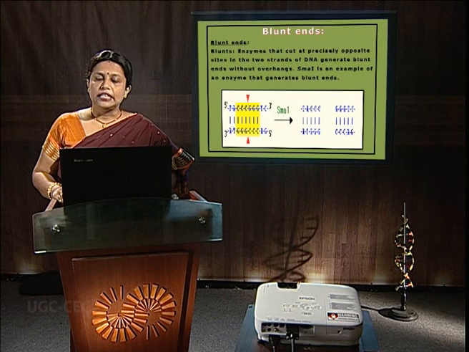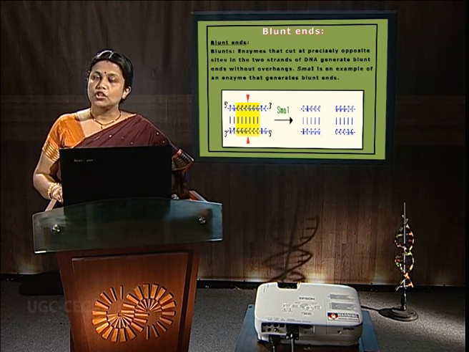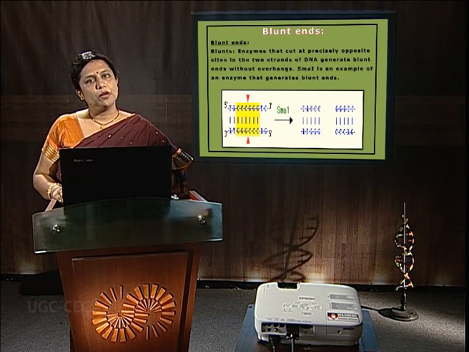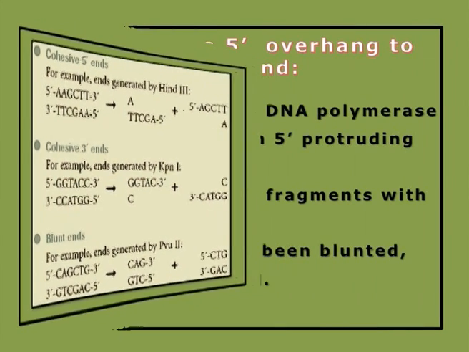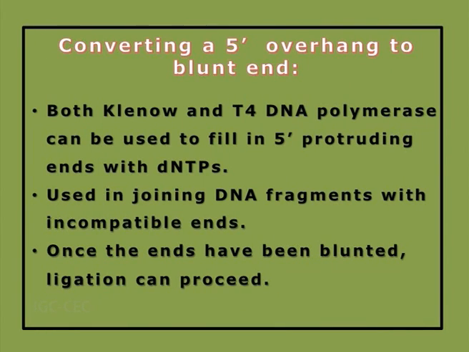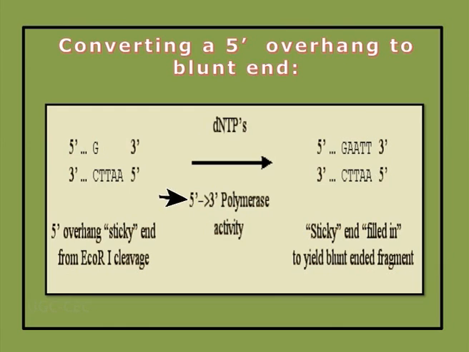But during cloning, there may be situations wherein you need to convert a 5' overhang bearing DNA to a blunt-ended one, or a 3' overhang bearing DNA into a blunt-ended DNA. These things can be performed by the use of certain enzymes. If I want to convert a 5' overhang to a blunt-ended DNA, I will use Klenow DNA polymerase, which is used to fill up the 5' protruding ends with the dNTPs. As you can see here, the 5' to 3' polymerase activity of Klenow polymerase finally converts this 5' overhang DNA into a blunt-ended perfect DNA.